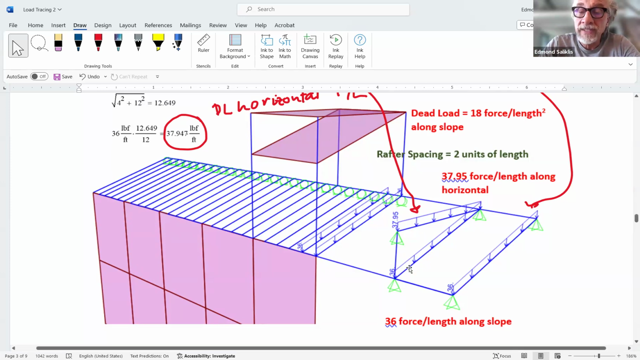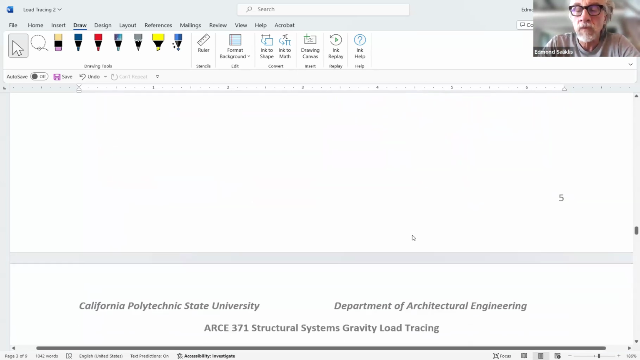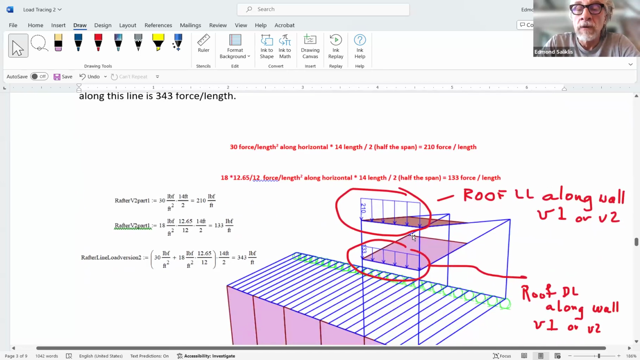So the 36 force per length becomes 37.95 over that shorter path. The 36 along the long path becomes 37.95 along the shorter path for these numbers. And then I'll show you how I did it in GeoGebra. Maybe that's a good time to stop. So let's look at the GeoGebra file a little bit now.